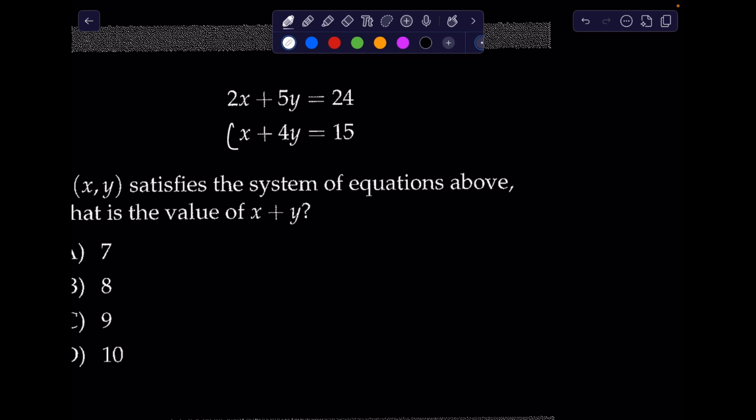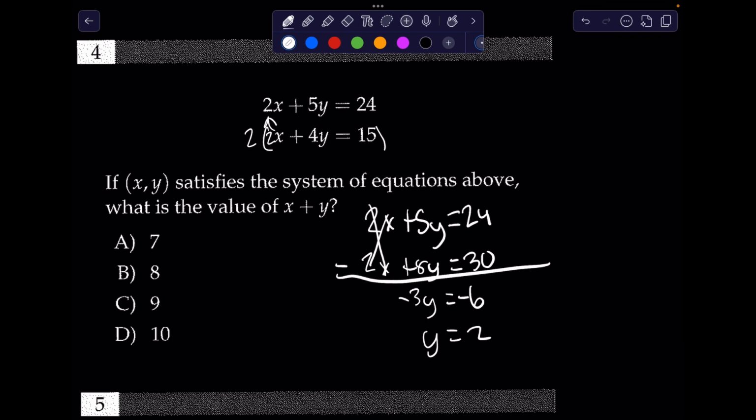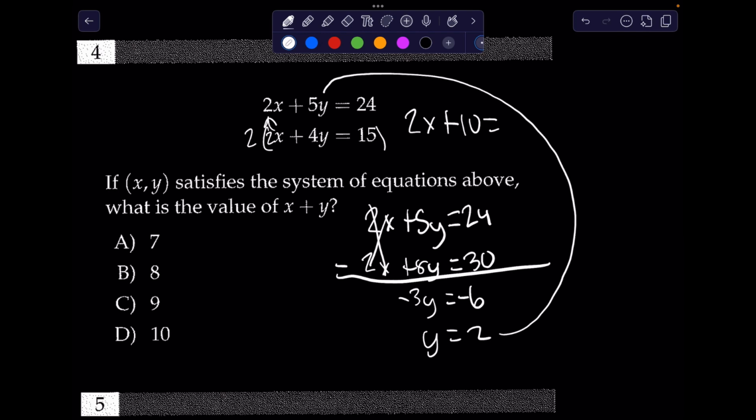So for this, we can multiply this one by 2 to match this to that. So we can get 2x plus 5y equals 24. And then 2x plus 8y equals 30. Subtract that so we can cancel these out. And that equals negative 3y equals negative 6. And then we can get y equals 2. And we're looking for x plus y, so we just go back and plug this y into there. So 2x plus 10 equals 24, 2x equals 14, and x equals 7. And then 7 plus 2 equals 9, and that's your answer.